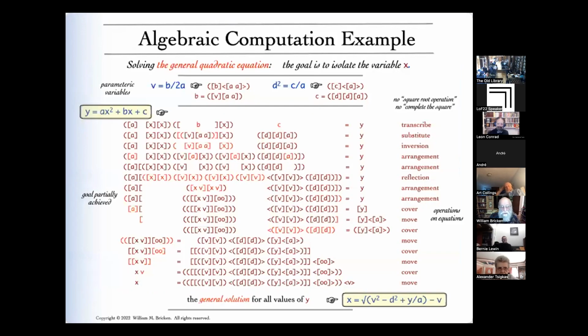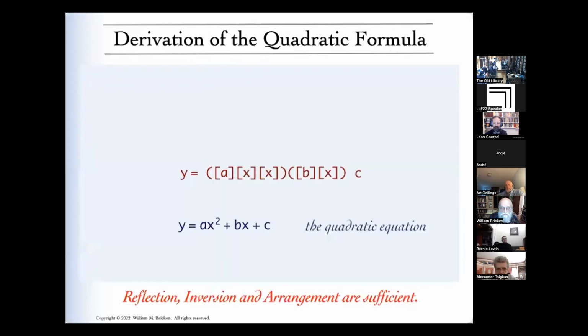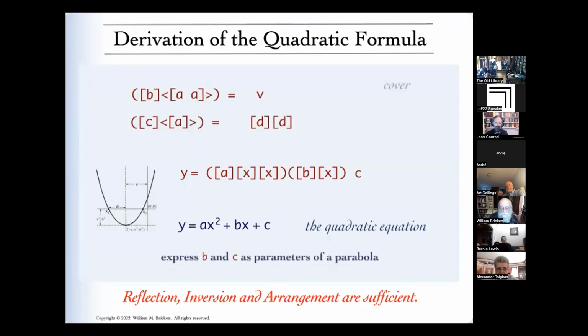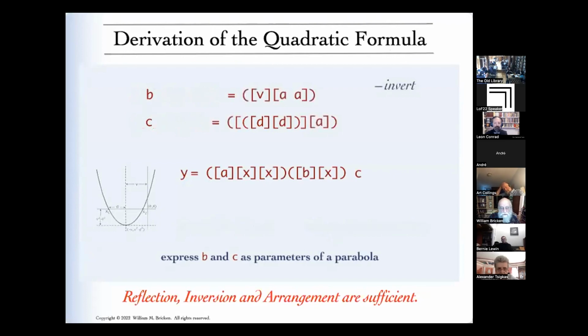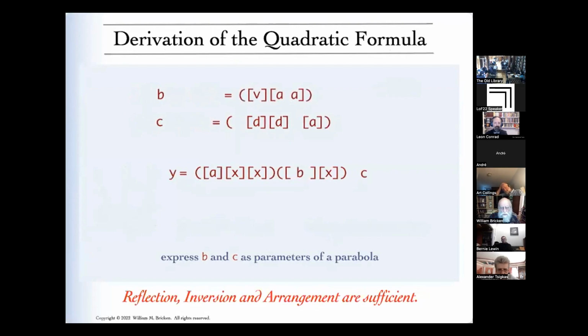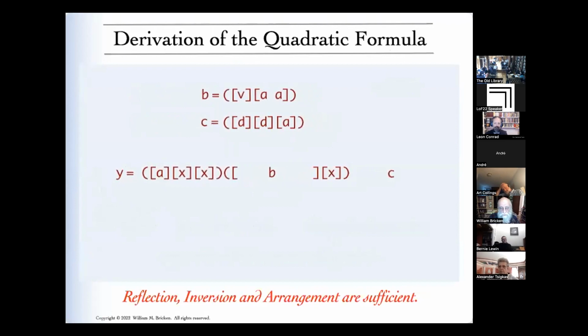And so here's algebra. This is solving the general quadratic equation. That's the script. Here's the computation. Again, you'll only see arrangement in inversion and reflection. First, we make a parametric change here. Those are forms that have shown up in the James form.